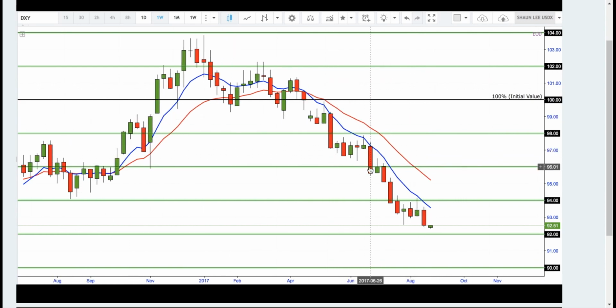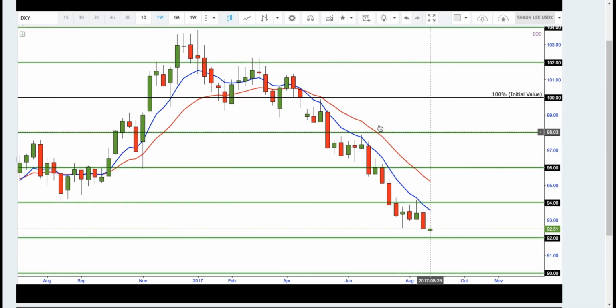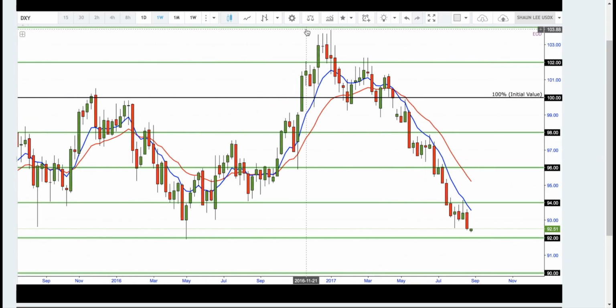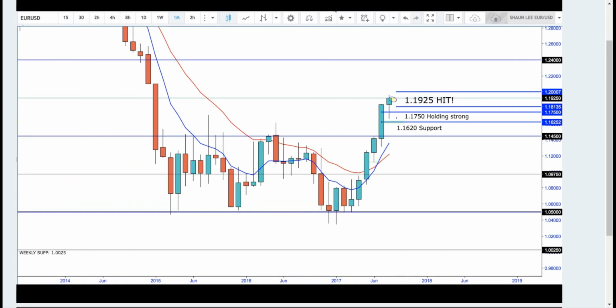Look at the candle formations, bearish engulfing over here. We've engulfed 1, 2, 3, 4, 5 previous weeks. Here we have a Marubozu. MAs are still down. Key levels, I'll get into that afterwards. But the correlation between the dollar index and the Euro USD is as follows.